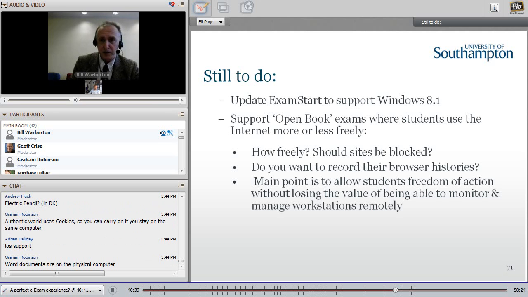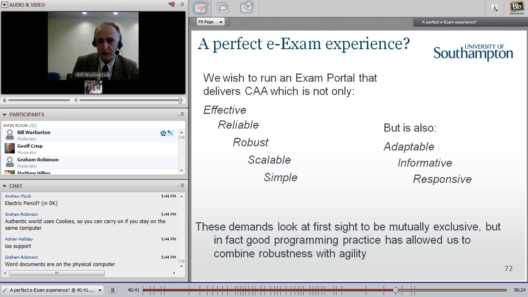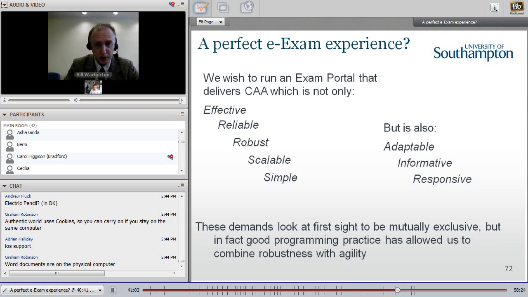So, the perfect e-exam experience, and I'm winding up now. What we really wish to provide is an exam portal that delivers CAA, Computer Assisted Assessment, which is obviously effective and reliable and fit for purpose and robust and scalable and simple, because these are the things that people want when we talk to them. But it also, from our point of view, wants to be adaptable and informative and responsible.